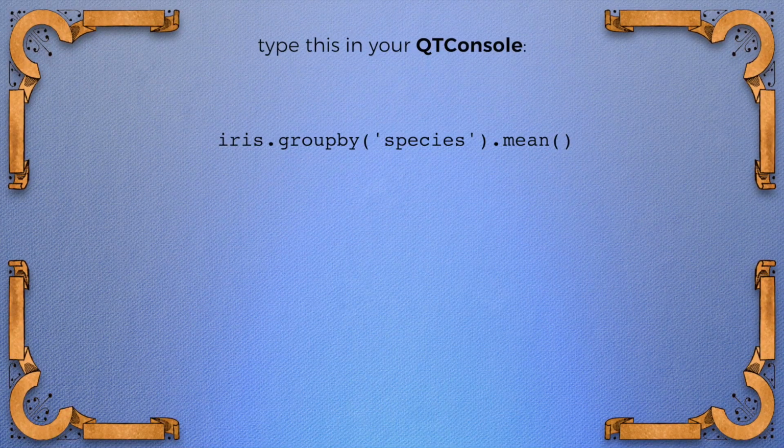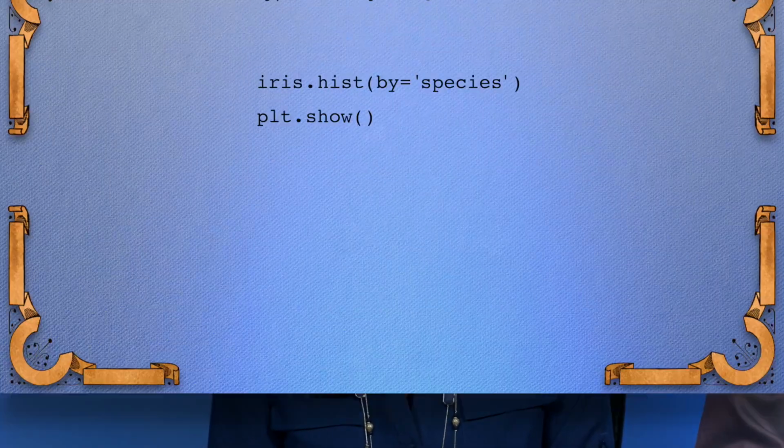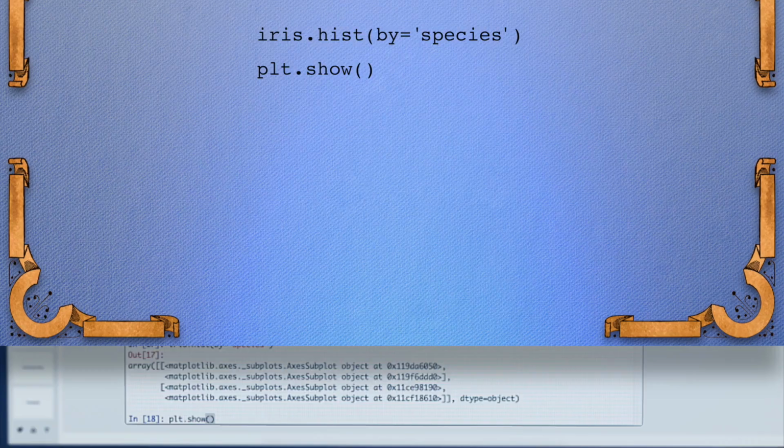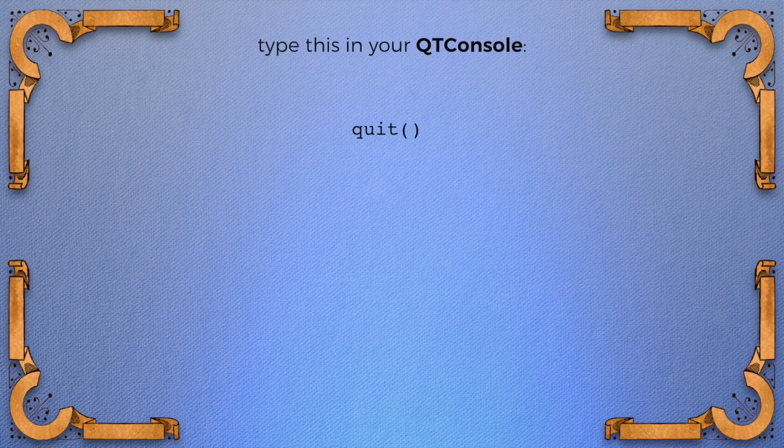Suppose I want to get the mean for each species in my dataset separately. Type this. Just to give you a taste of the power to plot your data, run the following. To exit the Qt console, either click the Close button or type quit().